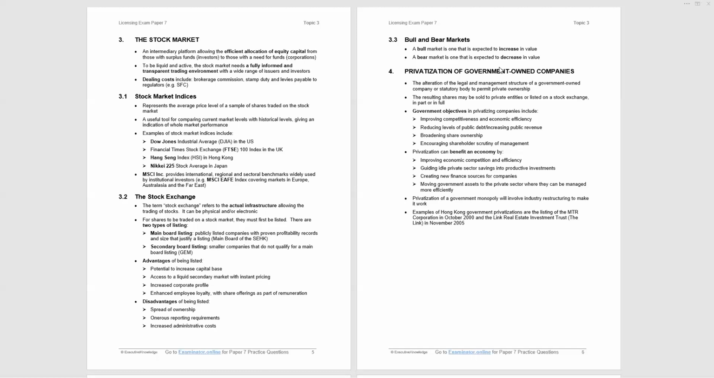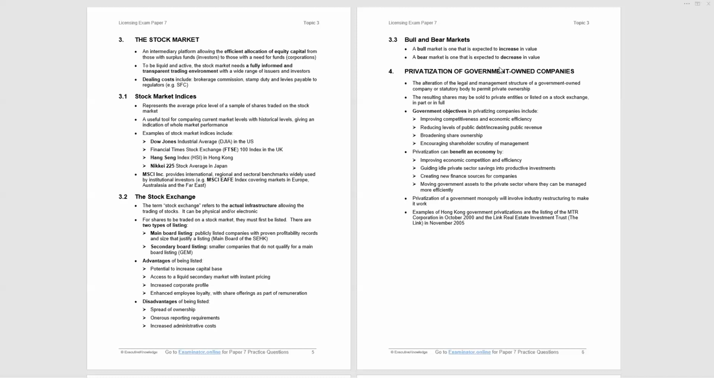And privatization can benefit the economy as a whole by improving economic competition and efficiency, guiding idle private sector savings into productive investments, creating new finance sources for those companies, and moving government assets to the private sector where we're told they can be managed more efficiently. Obviously, there'll be some debate on some of these points in some circles, but as far as the exam is concerned at Paper 7, know those government objectives and know the benefits of privatisation to an economy.